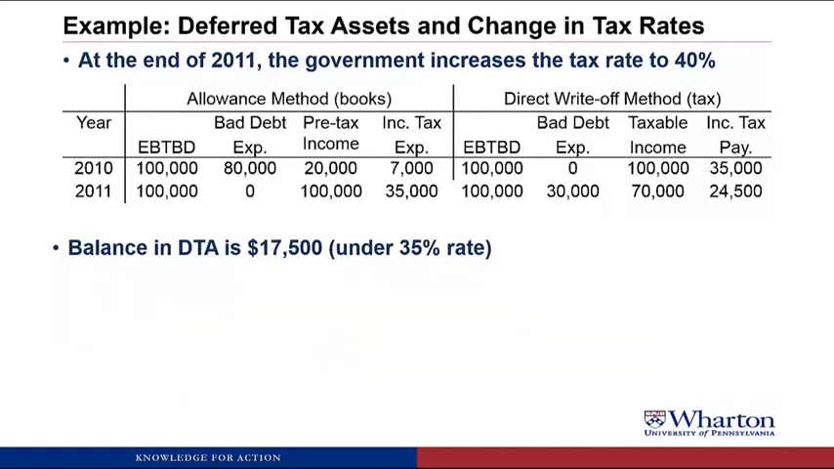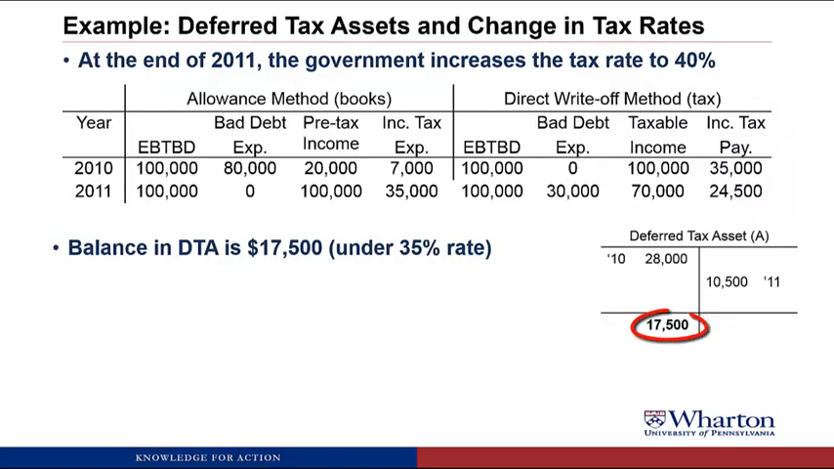Now let's take a look at how this works with a deferred tax asset. So we're going to go back to the BRI example with bad debt expense, where we had different methods for the books, which was the allowance method, and taxes, which was the write-off method. Again, in 2011, the government decides to increase the tax rate to 40% at the end of the year. So at this point, at the end of 2011, the balance in deferred tax assets is $17,500 under the 35% rate, and there it is in the T account.